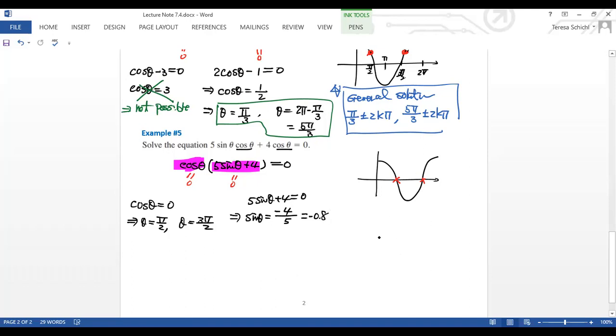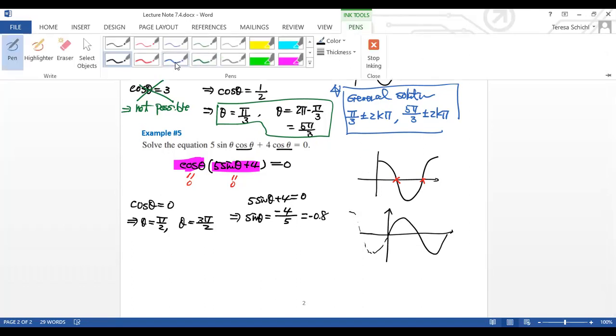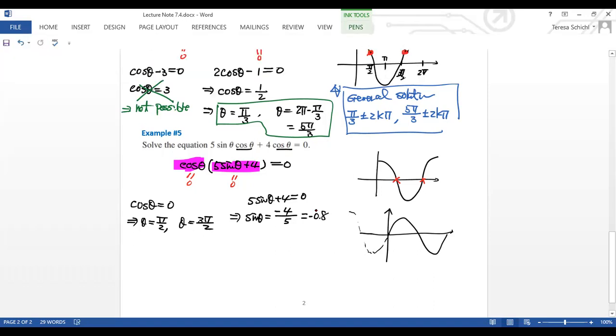Okay, so let's see here. This is the sine, right? So here is the sine also. So negative 0.8, where is it going to be on the sine graph? In one period it will be someplace here, correct? And I can have another one here, so that will be in one period here, correct?